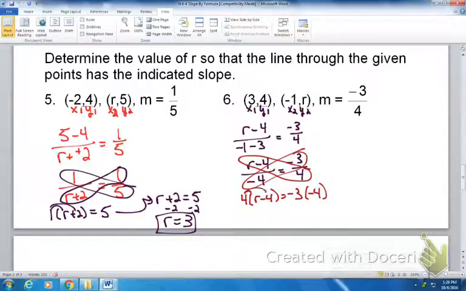We can do our distribution again. I get 4r minus 16 equals positive 12. Now, guys, we've done this plenty of times. I can add 16 to both sides. I end up with 4r equals 28. I divide both sides by 4, and I get that r equals 7.